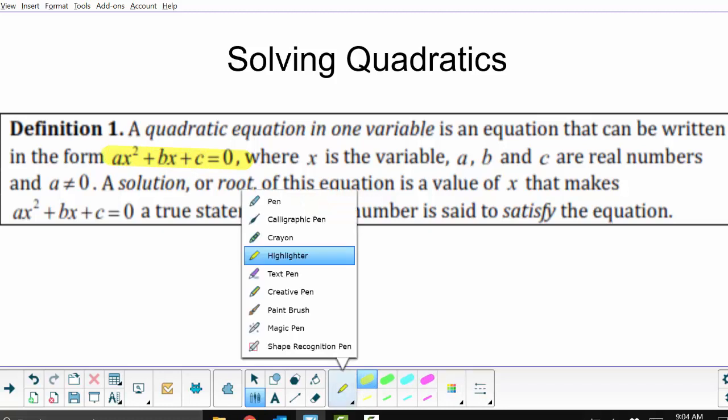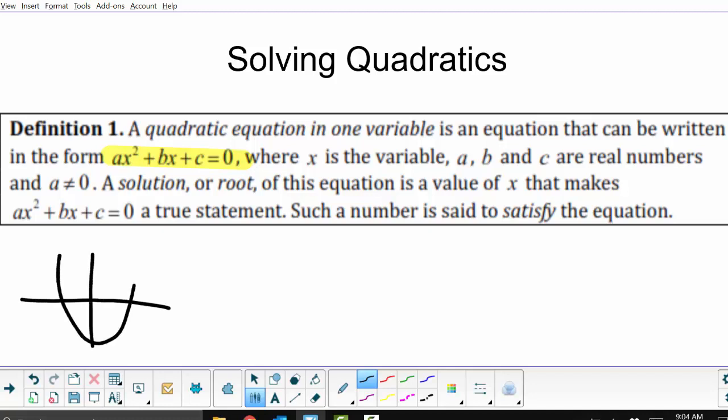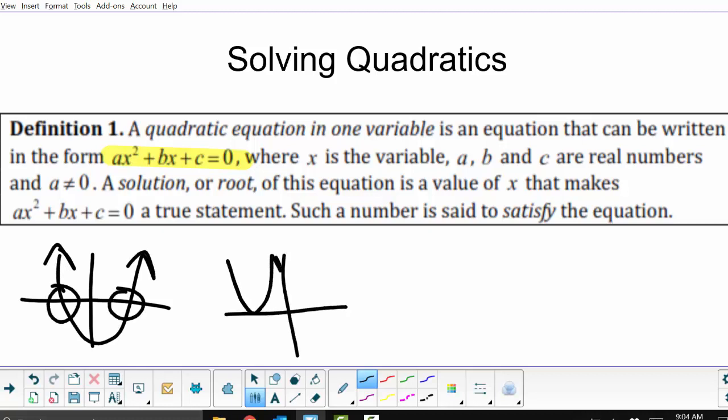Remember that you might hear the term root, solution, or even zeros, but all this is really finding is where it crosses the x-axis. So with quadratics, we could have two solutions, or one solution where the vertex just touches the x-axis, or no real solutions, which means it never crosses the x-axis.